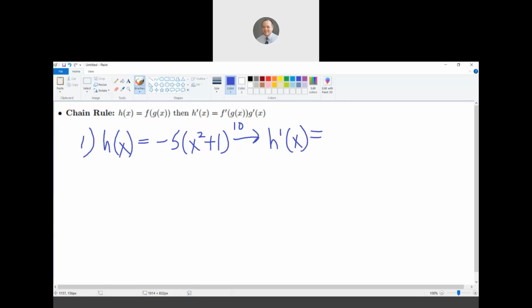You actually use the power rule first whenever you have an exponent. So move the 10 to the front and multiply it by the -5. And that gives us -50. X squared plus 1 is your g of x. So according to the power rule, we just bring that g of x down or over.